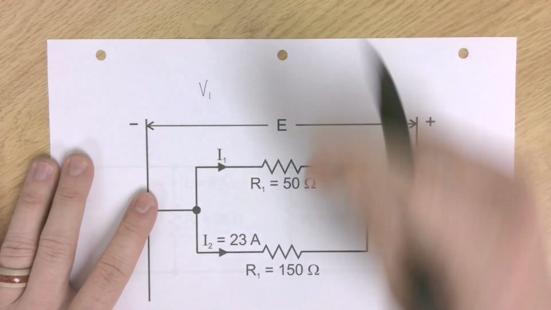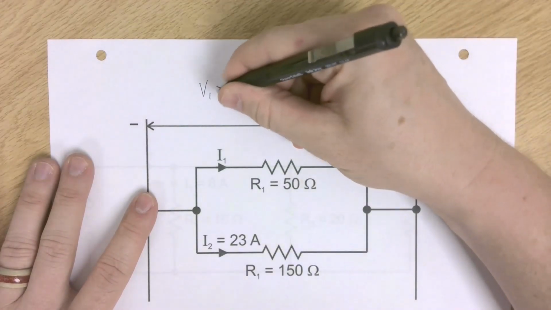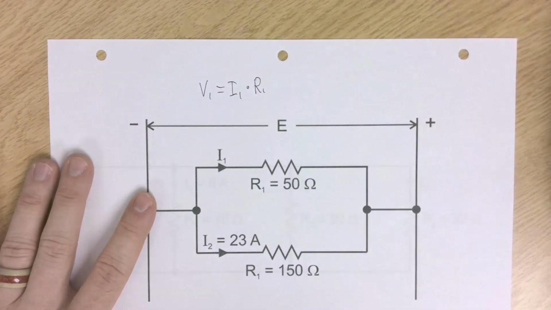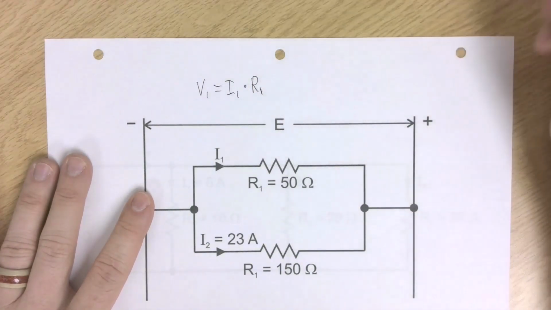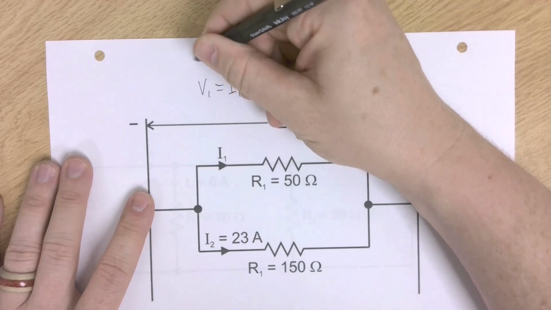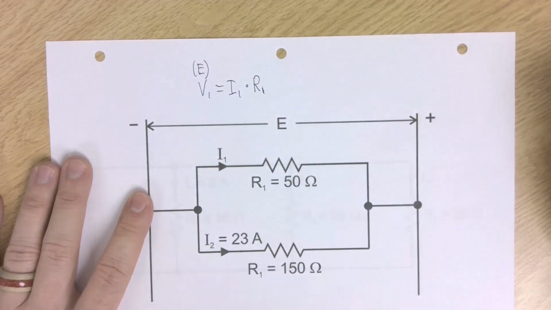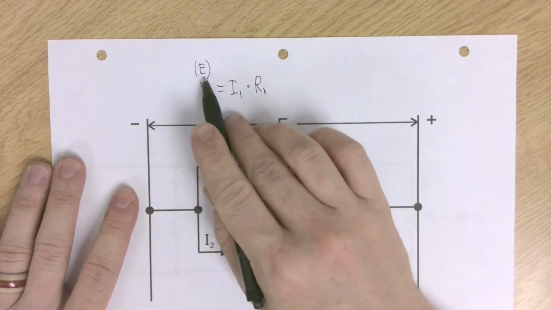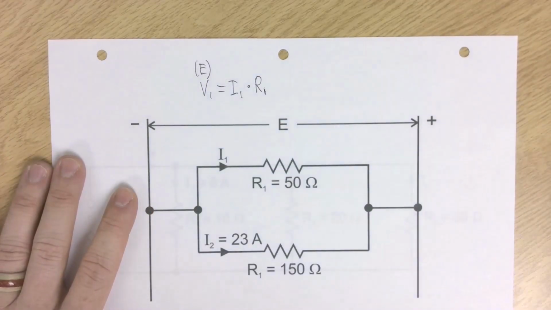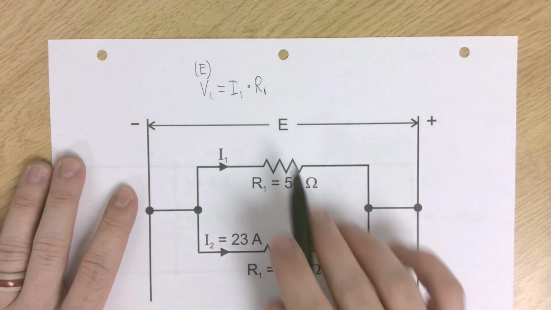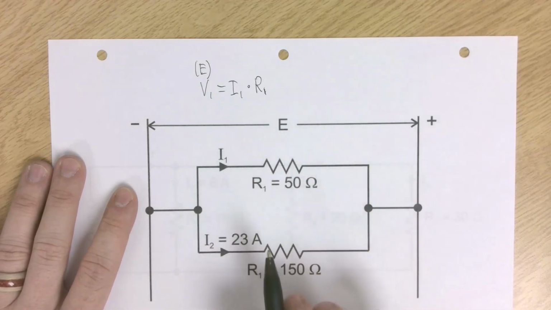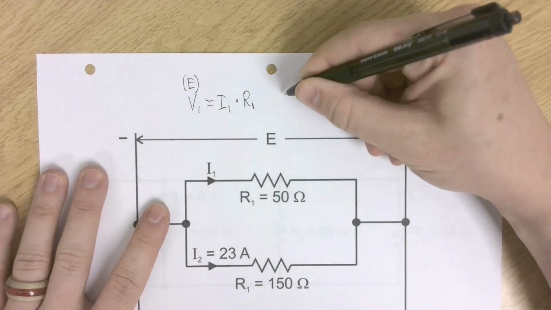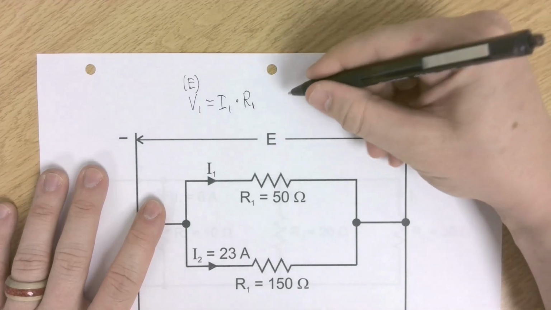Now, if we just look at this circuit, V1 is going to be equal to I1 times R1, right? That's still true. That's still just Ohm's law. Now this V1 is E. So in parallel circuits, if you don't want to write V and you just want to write E, it's to remind yourself that in parallel, E and V are going to be equal to each other, as long as it's all in parallel. So V1 equals I1 times R1.